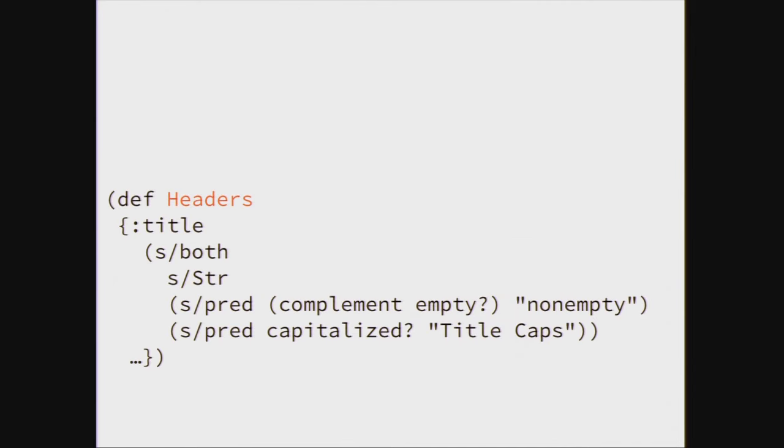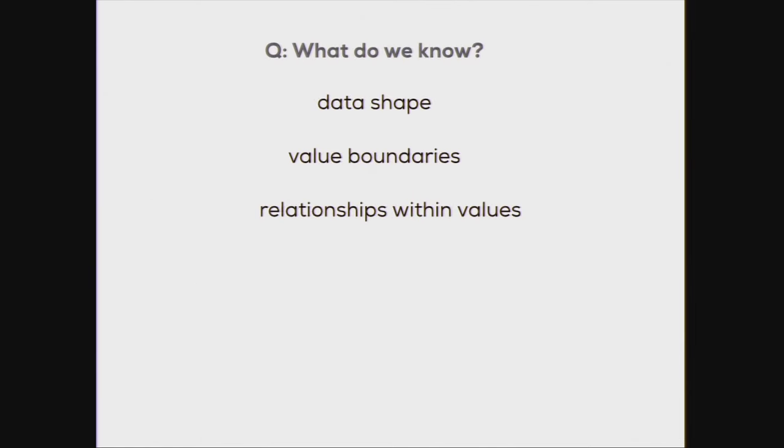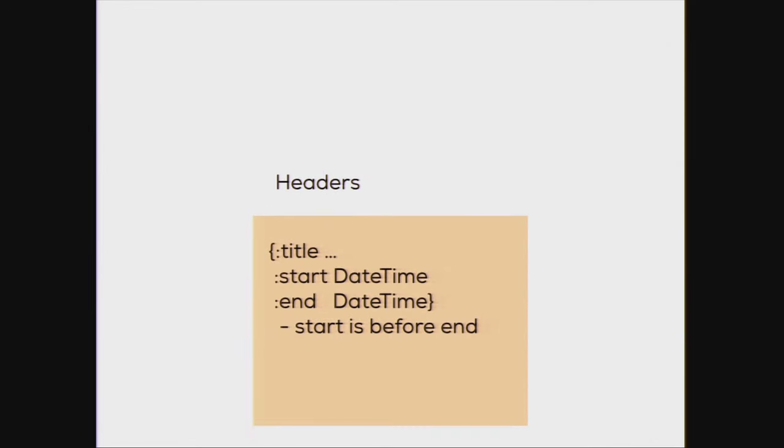And there's the code for that. The only interesting bit about this is that it's an arbitrary predicate in there. I can do whatever I want. I can also check for relationships within values. I can do things like check that this is a map and the start date is before the end date. As long as it's within the same schema, that's easy.